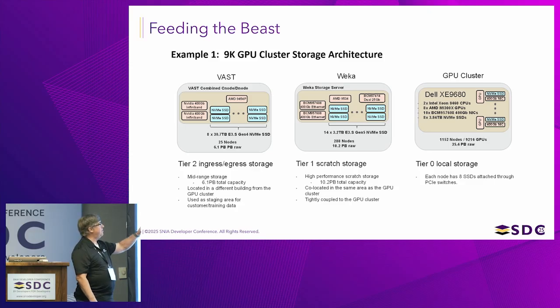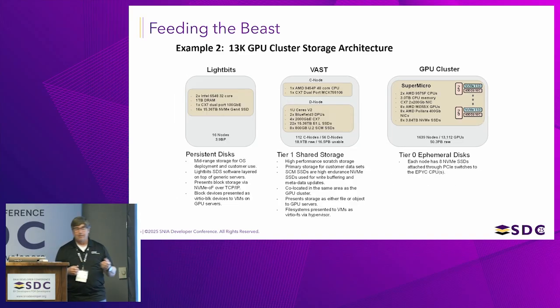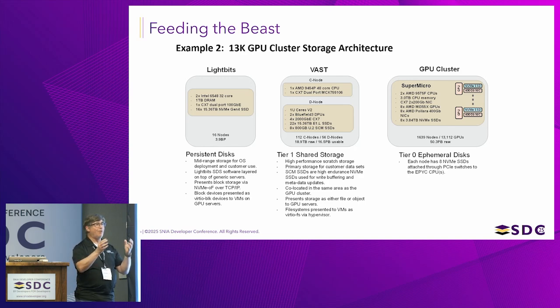For the various tiers, there are lots of companies out there. There's Weka, VAST, Pure, DDN, Hammerspace. So I was thinking maybe one of those companies would start to dominate, but not true. Here's a second one. This is a 13,000 GPU cluster. Here they have VAST and Lightbits, and I thought, well, maybe one of these companies is good at tier 1 and another company's better at the tier 2 type stuff. But no, these companies are all over the place.